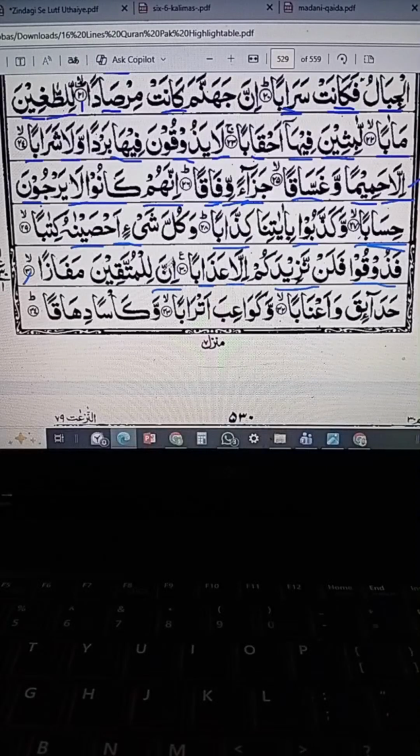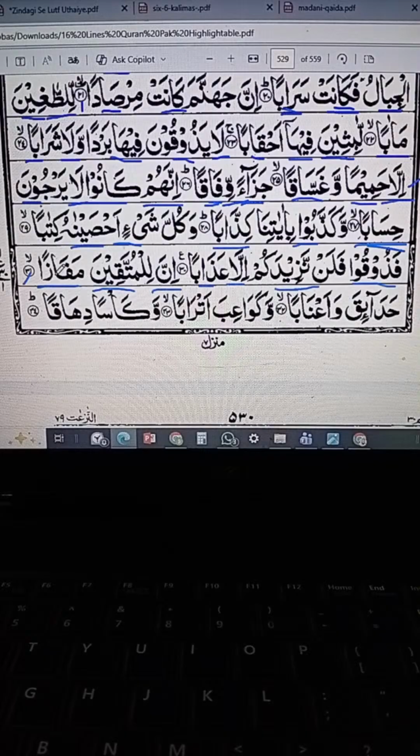Noon mushaddad is always read with gunna. We have to do gunna here. We have to take the sound in our nose like that. Muttaqina, lil muttaqina. Ya madda is here. The definition of ya madda: when there is a zir before ya sakina, we have to stretch it. Lil muttaqina mafaza. Again the alif madda is here.